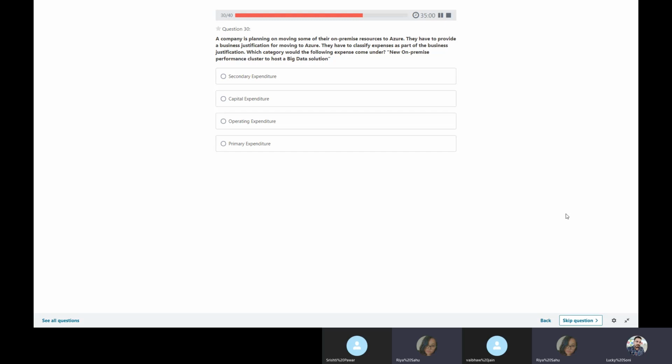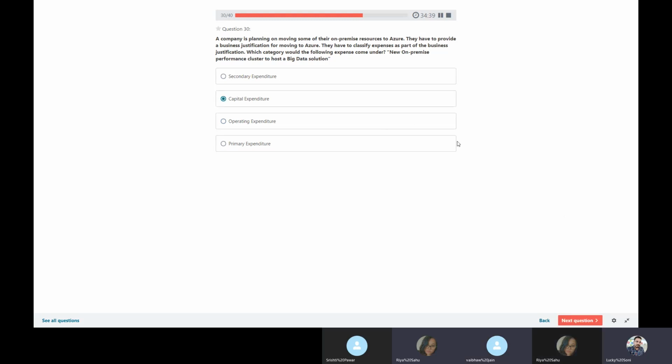Which category would the following expense come under? New on-premises performance cluster to host a big data solution. They would like to have the new clusters, right? On-premises performance clusters, what will they come under? Tell me, guys. It is clear-cut: they are purchasing some servers, capital expenditure, right?